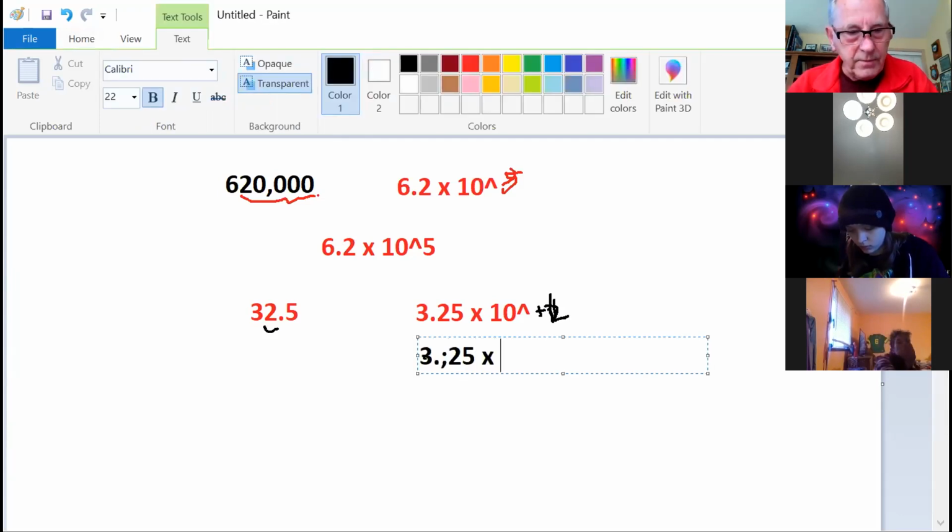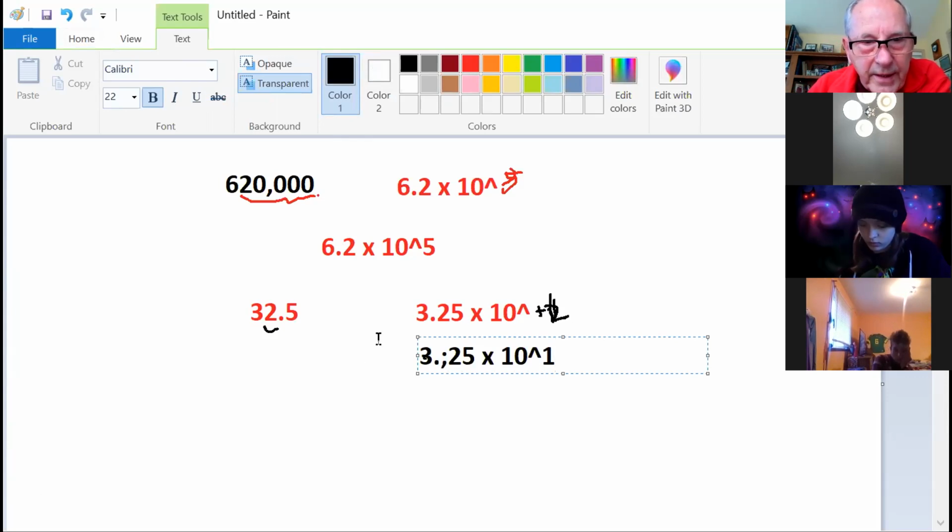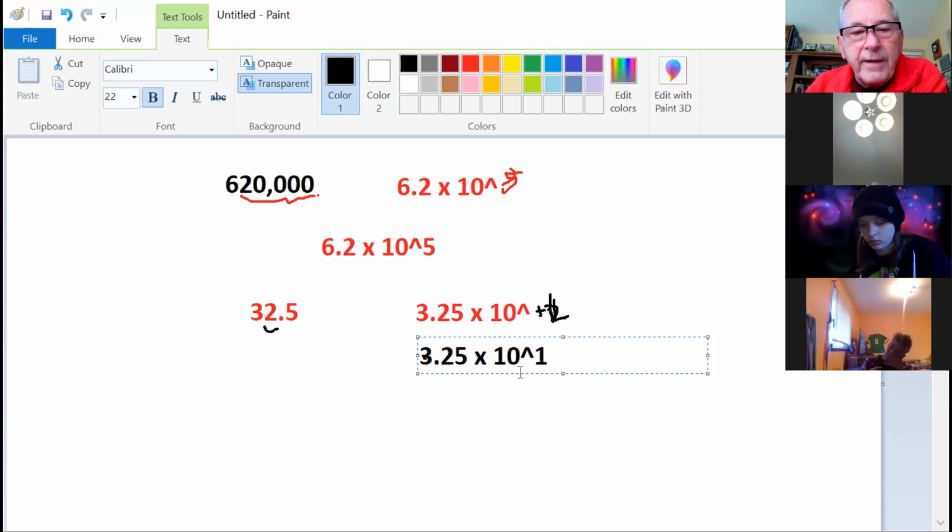3.25. Oh, so you move it over until there's no more decimal? Basically, you move it over until there's only one digit before the decimal. It's 3 point something. The scientific notation version has a digit from 1 to 9 as the first number, and then there's a decimal point. So it becomes 3.25 times 10 to the 1 power, which is the same thing as 32.5.